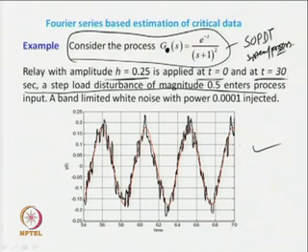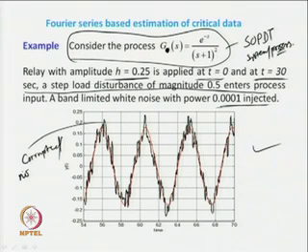So, we have obtained some corrupted signal, and that is shown over here. Now, when a band limited white noise with power 0.0001 is injected, then we get this corrupted, or noisy, output signal. Now, when the curve fitting is applied, what do we get?